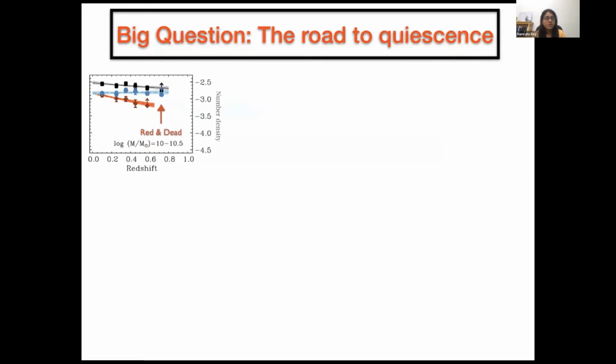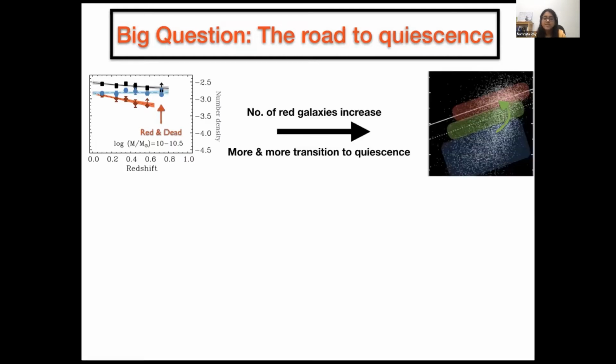Right, so the question is, how do galaxies quench? So in this plot of redshift versus number density, we can see that the number of red and dead galaxies has been increasing steeply towards present time, which is redshift 0, which means that more and more galaxies are transitioning from the blue cloud towards the red sequence and are not going back.